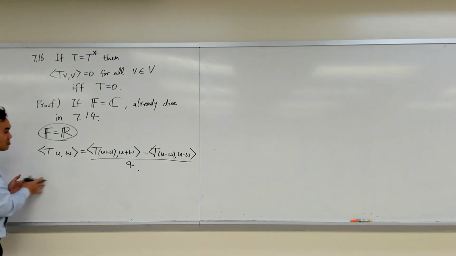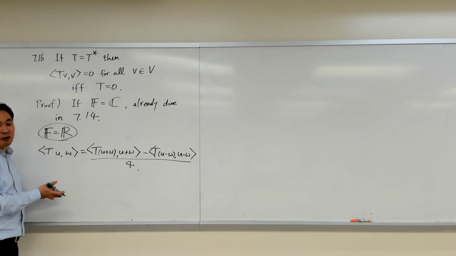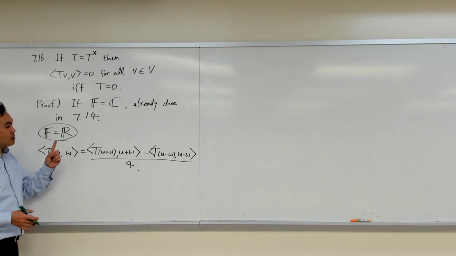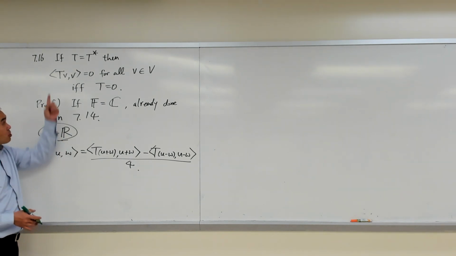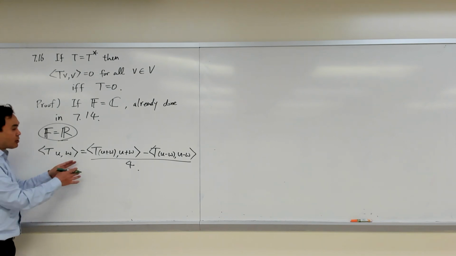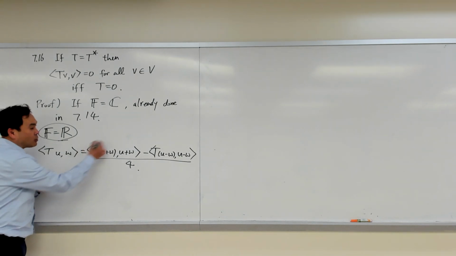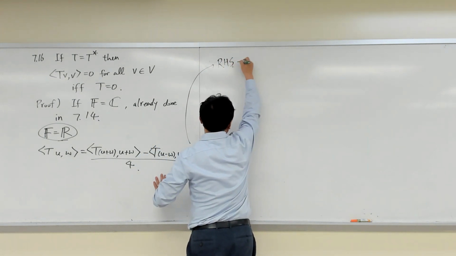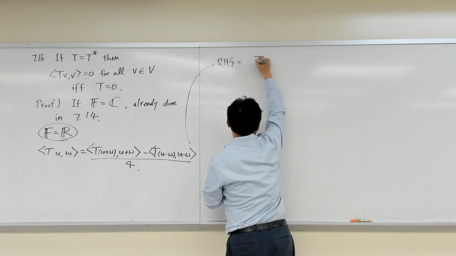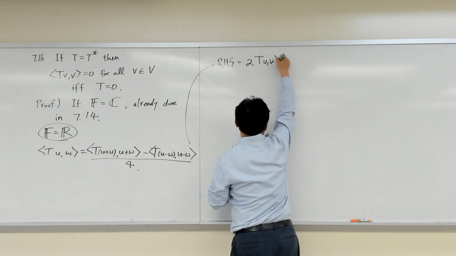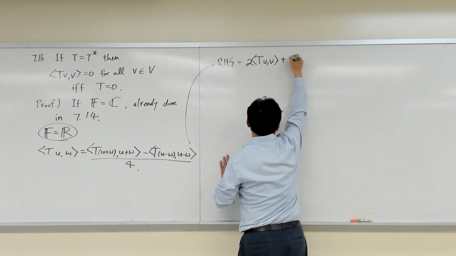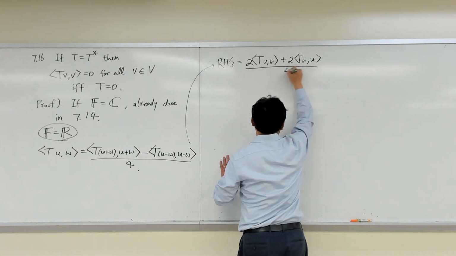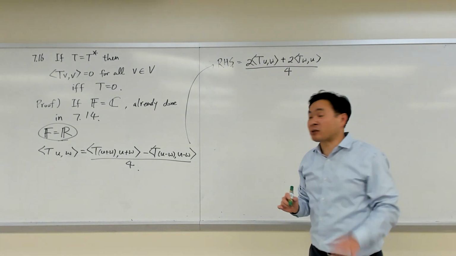Wait a minute, we have something extra. Why don't we need that this time? Well, that's because of two things. The reason is that we are working on real vector spaces, and also T is self-adjoint. So let's verify why that's true. Now, if I start with this, we know that this right-hand side is equal to the following: 2 times TUW plus 2 times TWU over 4. Okay, so that's what we calculated a moment ago.